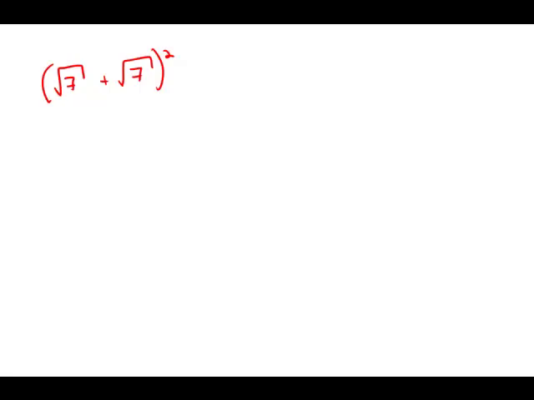The square of the quantity radical 7 plus radical 7 equals which of the following? Before we talk about the correct way to do this, let me point out a very tempting mistake. The tempting mistake is to say that when you have two things added in parentheses and have an exponent, you can distribute the exponent. Okay?